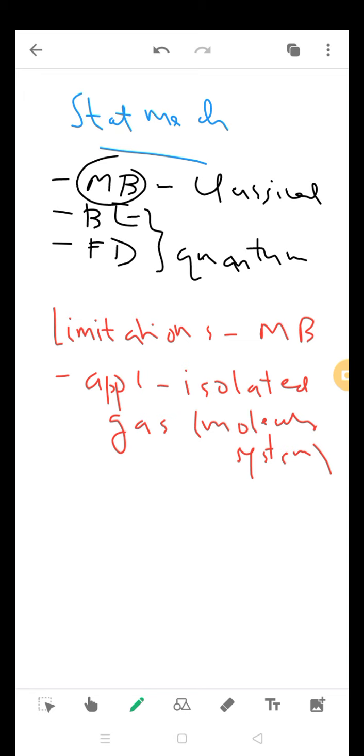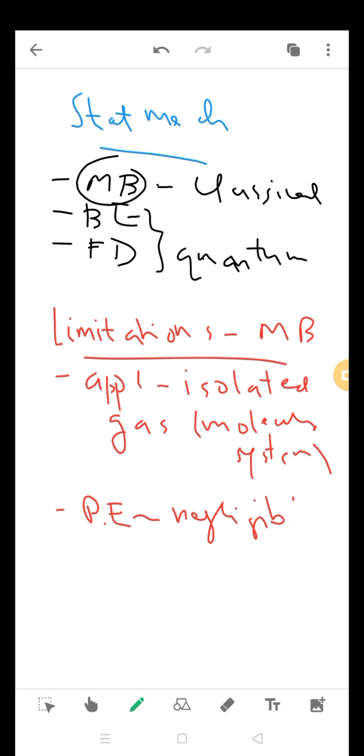And the second limitation is that we don't consider mutual interaction, so the potential energy due to the mutual interaction between the molecules is almost negligible compared to the mean kinetic energy.